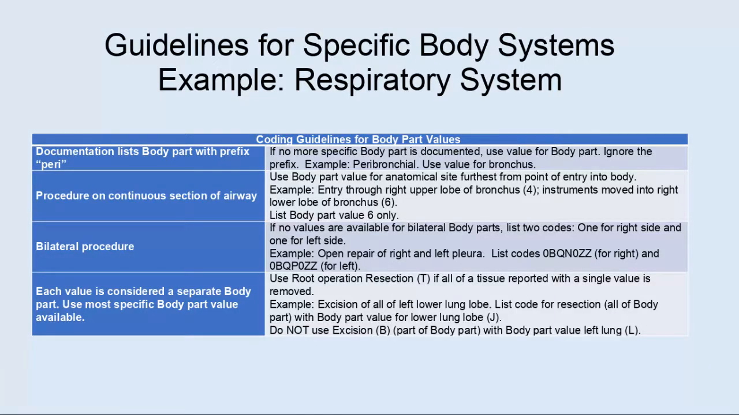After the general information and the decision trees, the book includes a discussion of each body system with specific guidelines for each. Here's an example of coding body parts in the respiratory system. Most important procedure and contiguous section of airway, and it gives you guidelines for that. Bilateral procedure, separate body parts.